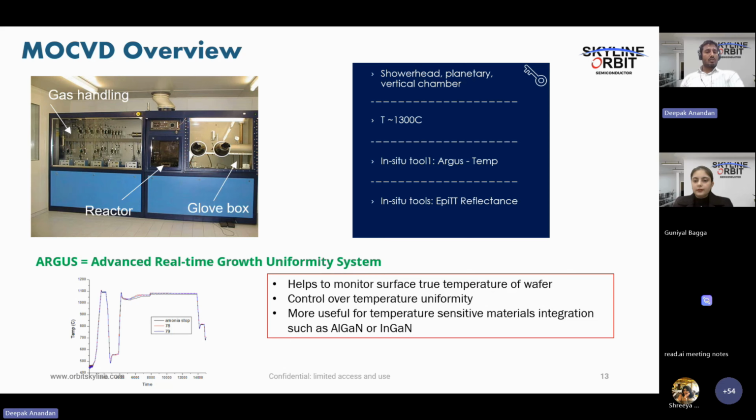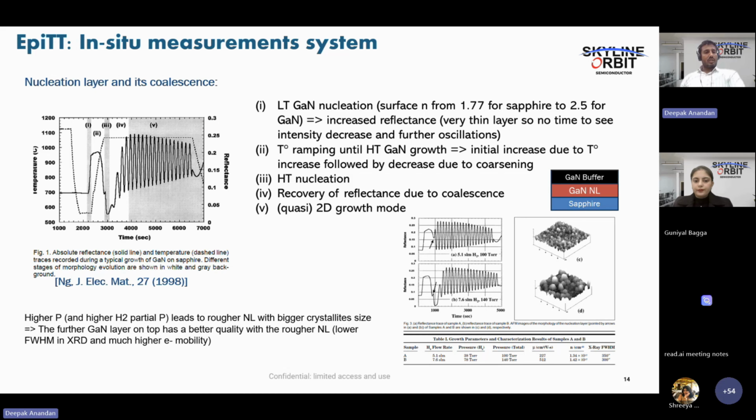And it also comes with in situ tools, something like Argus, and in situ tools, something like APTT, which help us to measure the real-time temperature and the reflectance. And you can work on a real-time basis where you can control the roughness, thickness, temperature variations. Everything can be controlled with the help of APTT reflectance. I would like to give a small explanation about how APTT in situ measurements work.